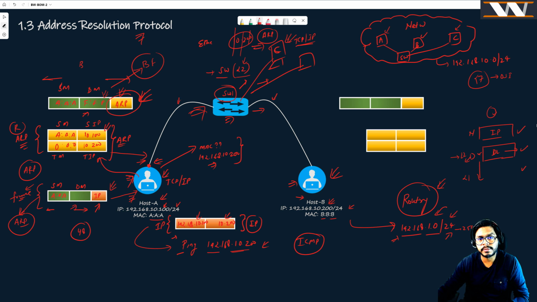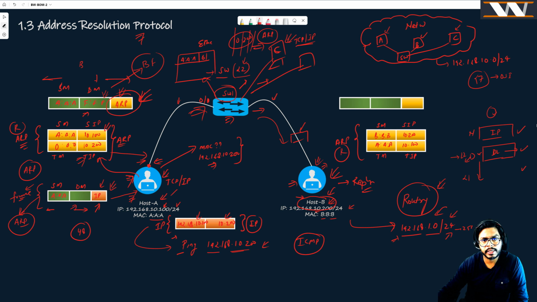The switch is intelligent enough. If you know how a switch works, it is creating entries here, right? Whenever it received this frame, it came to know that A:A:A is connected, suppose, to port 0/1. And what is this? This is the CAM table of the switch, which is built on the basis of source MAC addresses, right? So whenever this host is sending the broadcast message, the switch is intelligently developing its CAM table.